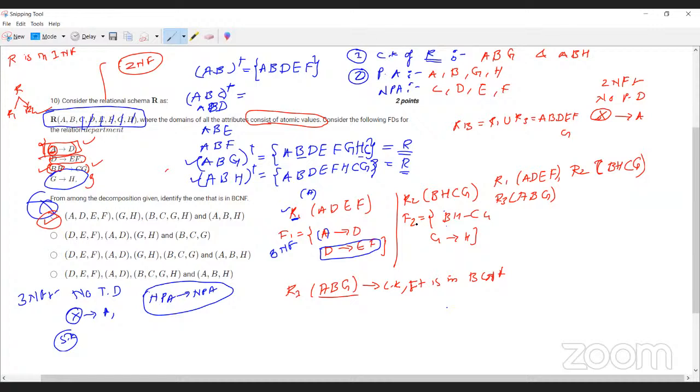Now let us check for F2. BH determines CG, and for this also it is not satisfying the 3NF condition. Now, I need to decompose relation R1, right? So I can take the closure of D. If I take the closure of D here, what will I get? DEF, right? So I can decompose this R1 as R11, and what will be my R12 here? AD, right?